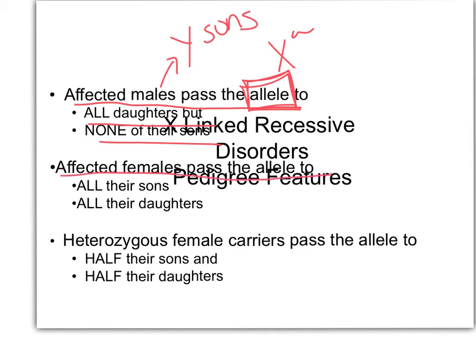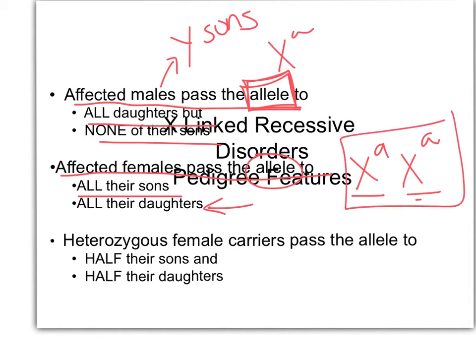Affected females pass the allele to all their sons. Affected females, right? She would be that, and all their daughters. Because each one's got an X. It's a 100% chance you're going to get the little a if mom had it, because she's homozygous recessive.